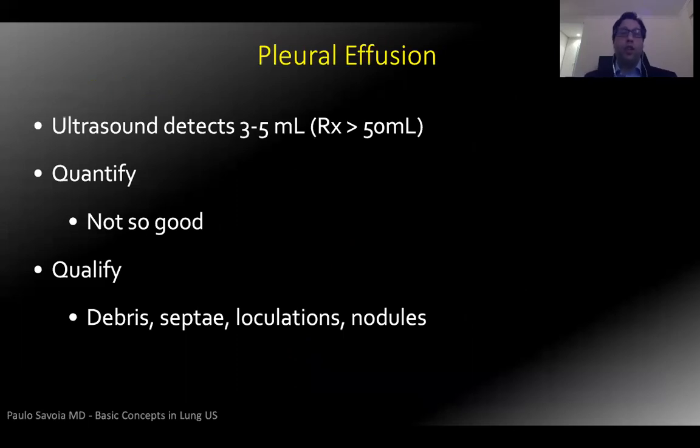And about pleural effusion, we know that ultrasound is very good to detect even small amounts, 3 to 5 millimeters, it can be detected. Radiography only detects more than 50 milliliters. But to quantify the pleural effusion, ultrasound is not so good. To qualify, it is good. We can see debris, septum, loculations, or nodules.